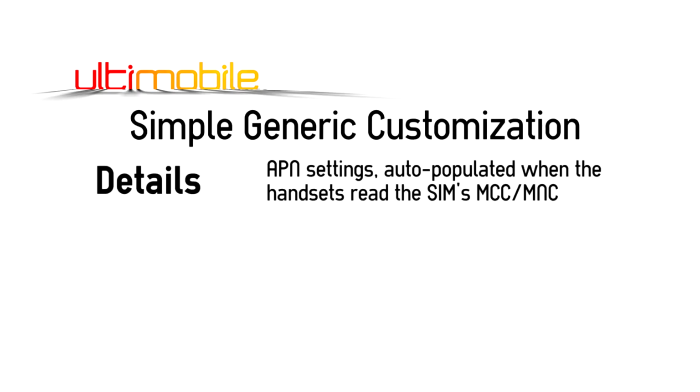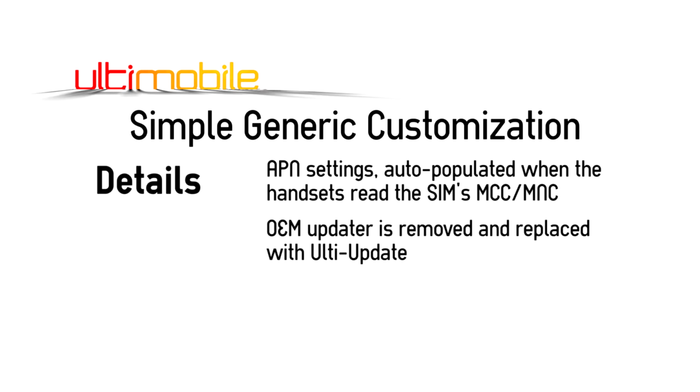So again, there's the auto-population of APN settings when the handset reads the SIM's MCC and MNC. The second thing we do is remove the OEM updater and replace it with an application called UltiUpdate. UltiUpdate allows us to notify specific customers at the carrier's request of any updates. It presents them with a link where they can download UltiMobile Dashboard for Windows, which they connect to the handset through USB. Dashboard allows the user to back up and restore data and upgrade the handset to the latest software the carrier has tested and approved.